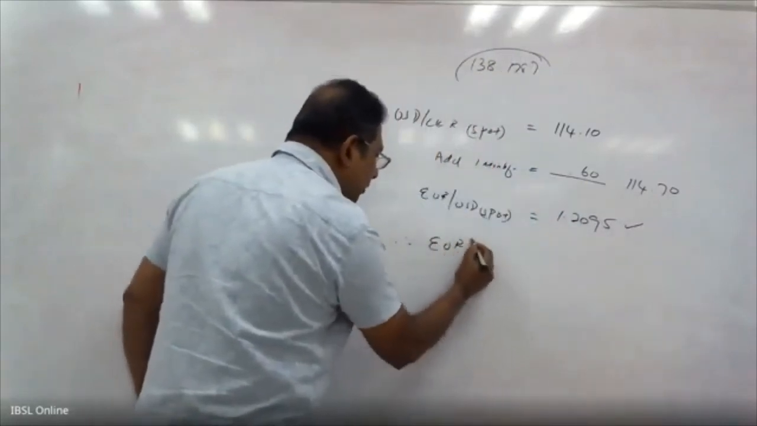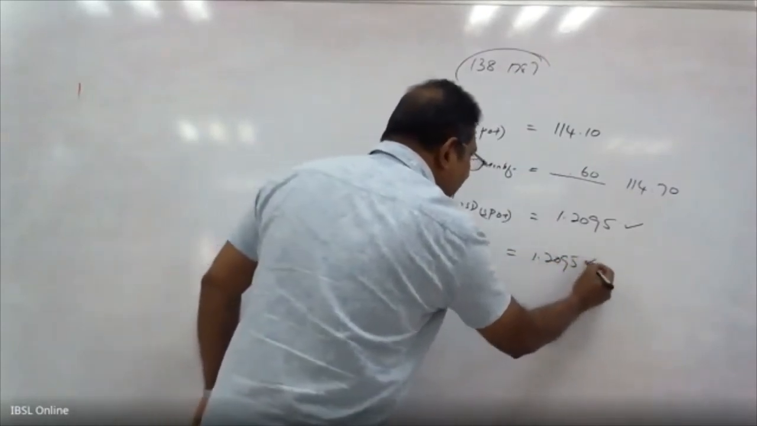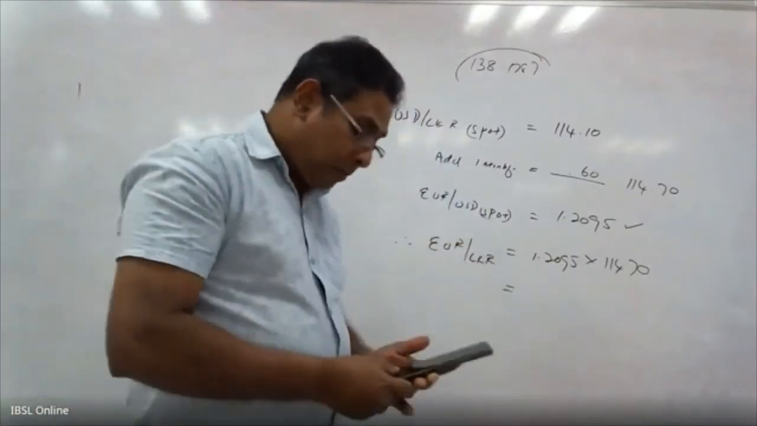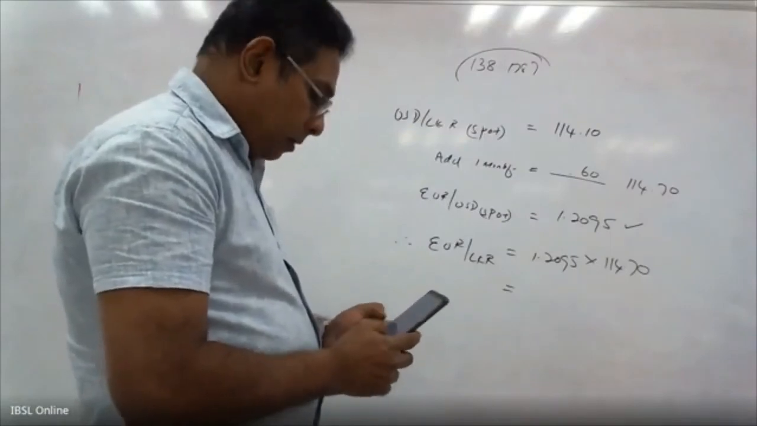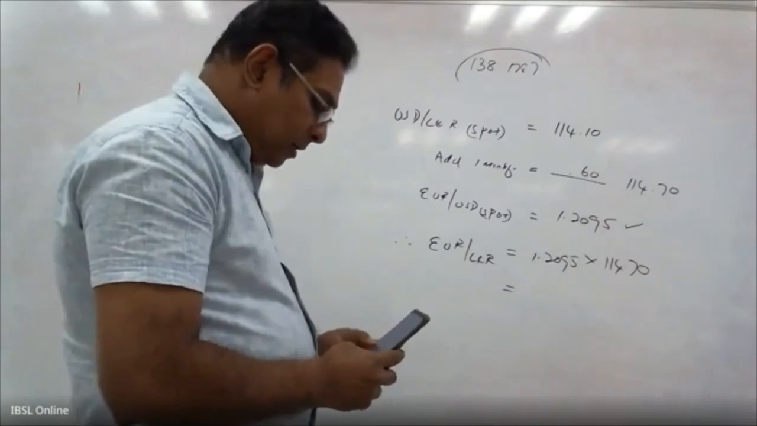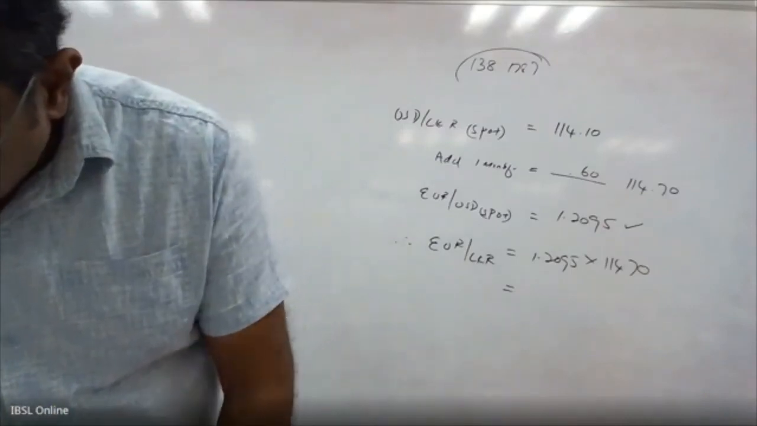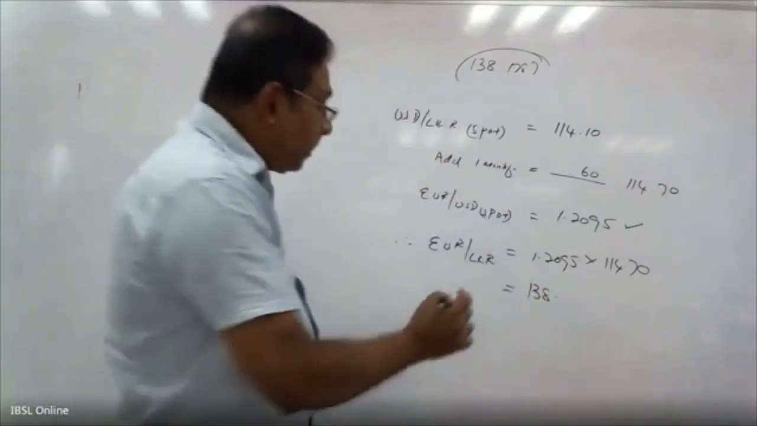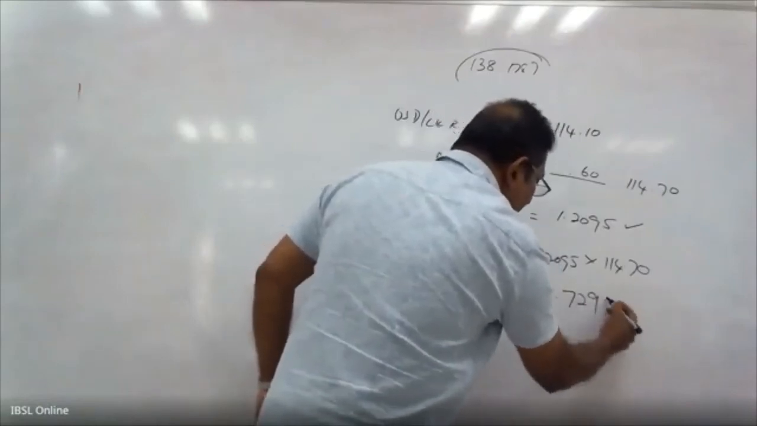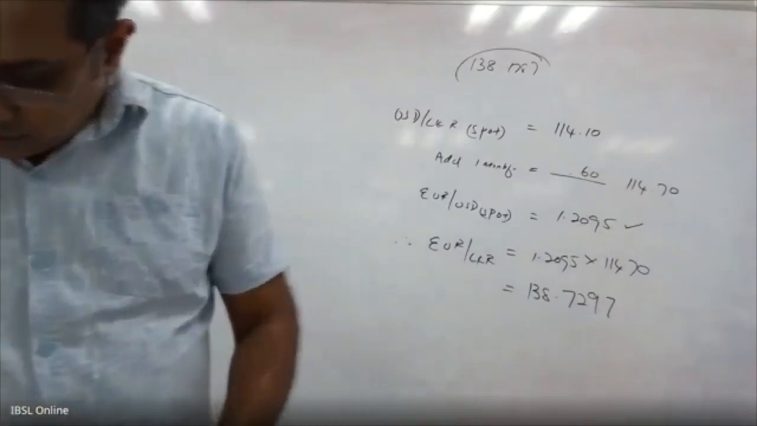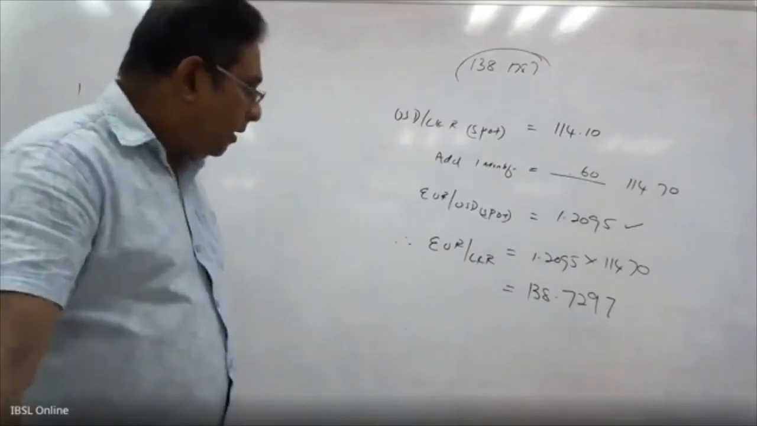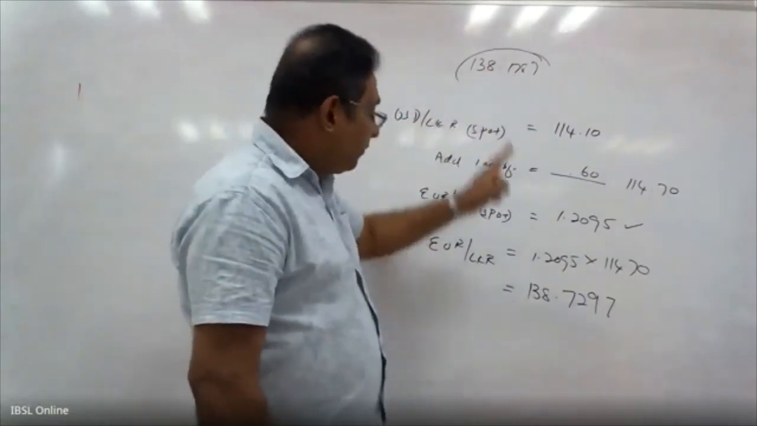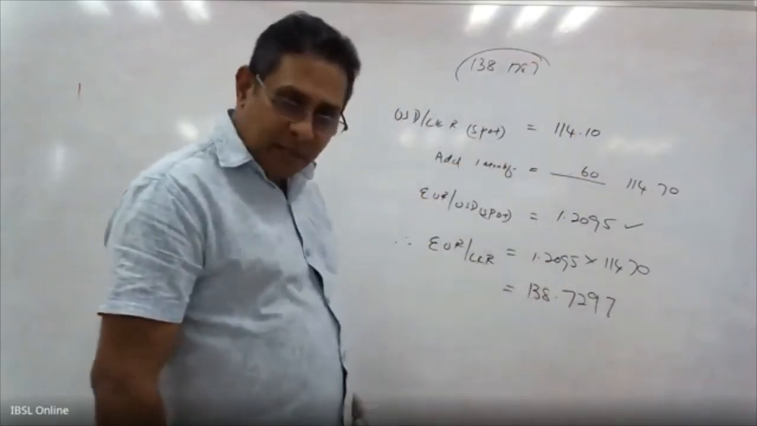So therefore, EUR to LKR is equal to 1.2095 into 114.70, it's 138.72965, so that means 97. So I have given the answers right in there. Right. So if not being cancelled, customer will get 138.11787 for €1. But because of his cancellation, he has to give back 7297 back to the bank. That means it's a loss.